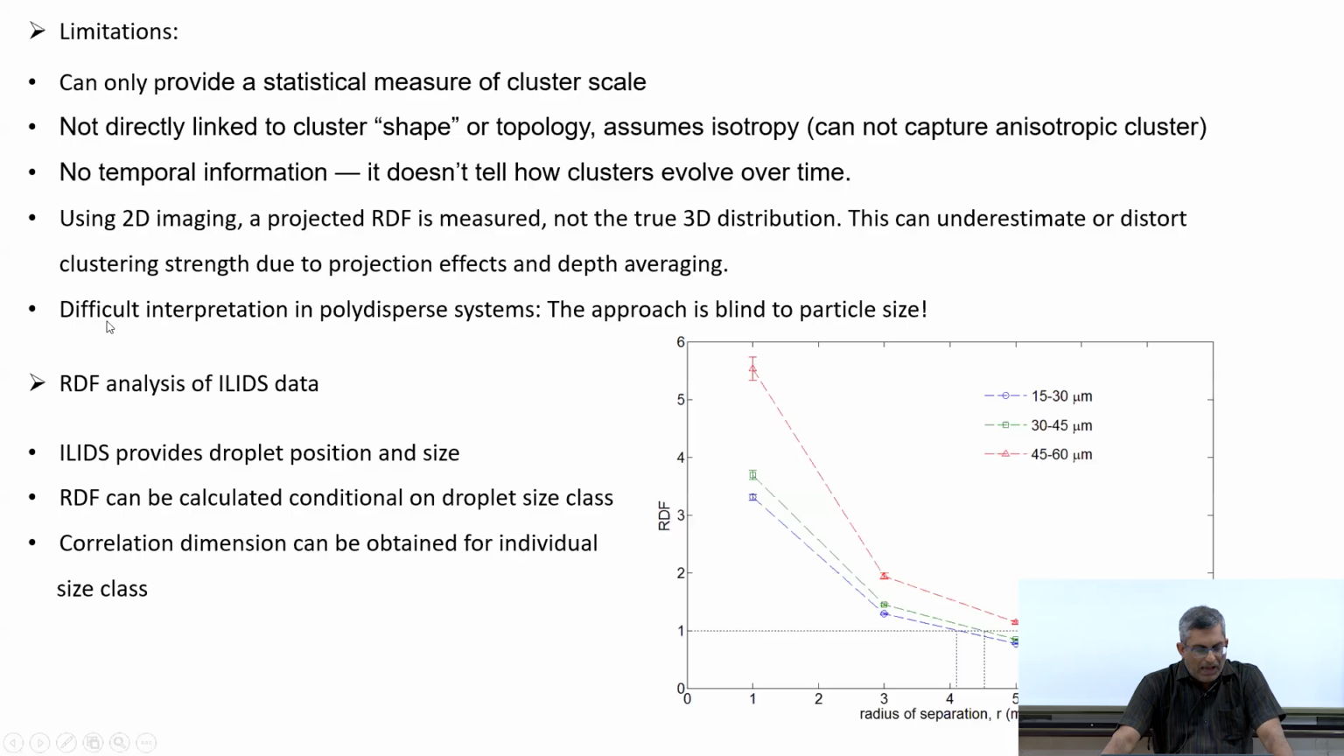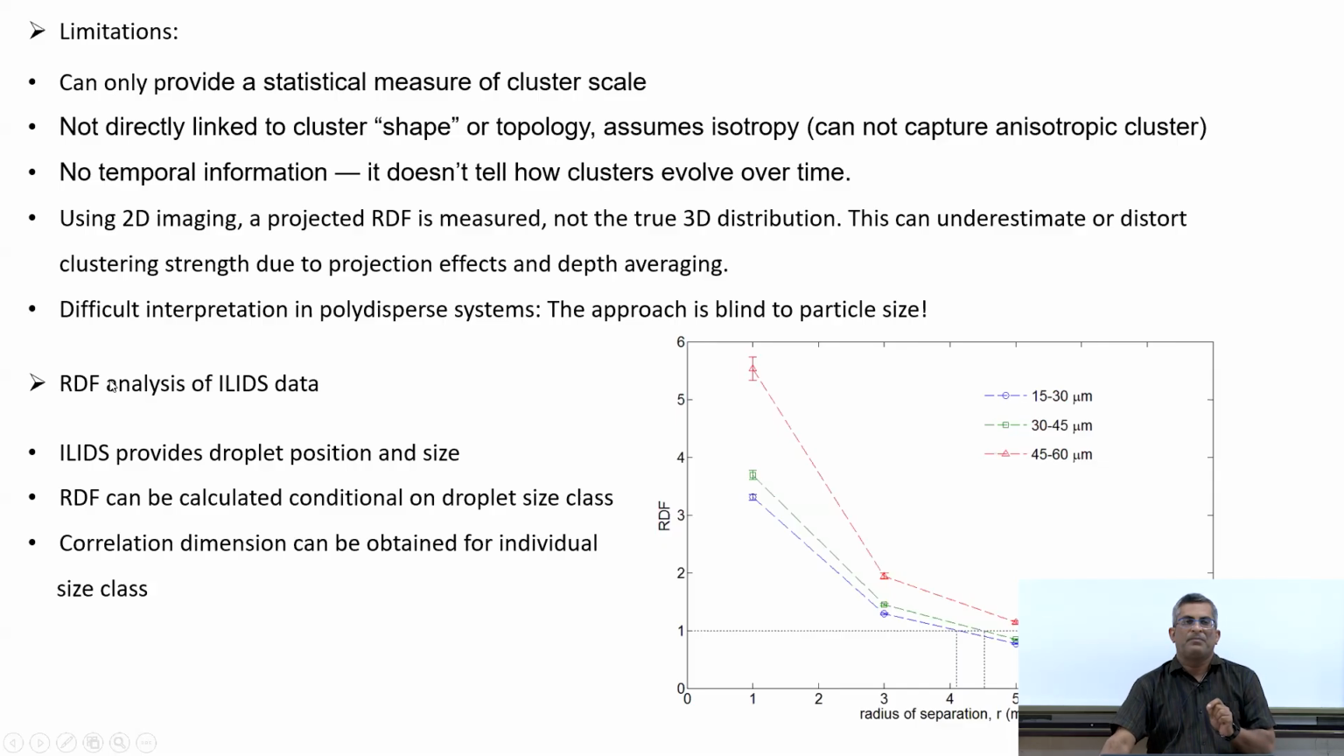Then we also have difficulty in interpretation in polydispersed systems. The method we discussed does not care about the particle size. Whatever the particle size, you get the same value. So, this approach is blind to particle size. However, we can avoid this limitation if we use RDF analysis of ILIDS data.